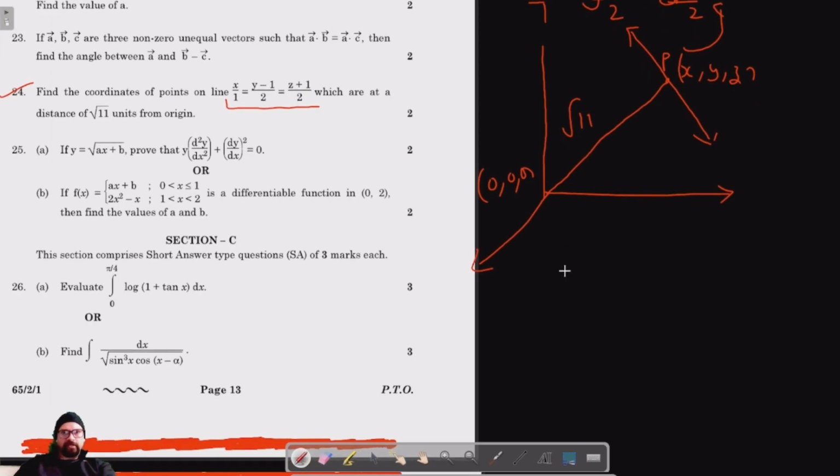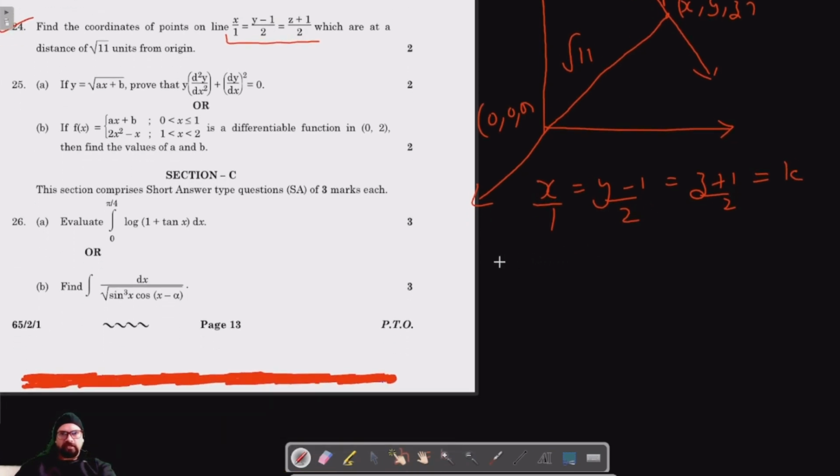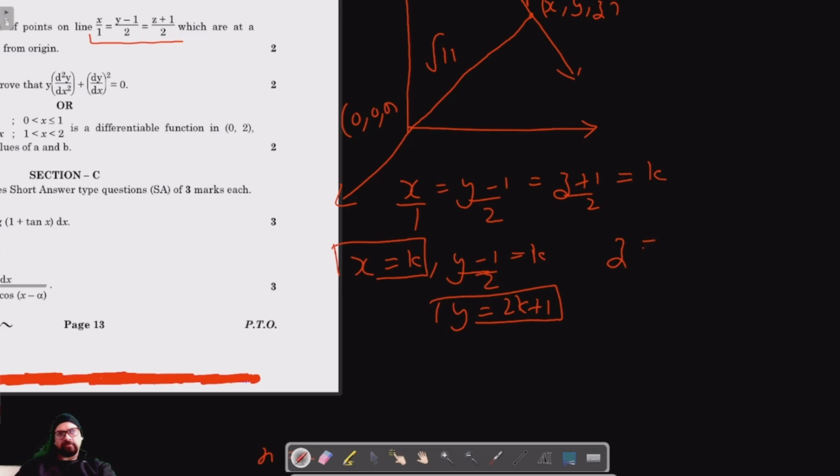Now the given equation of the line is x upon 1 is equal to y minus 1 upon 2 is equal to z plus 1 upon 2. Let's say this is equal to k. Now x is equal to k, and y minus 1 equating to 2k gives y is equal to 2k plus 1. So x is equal to k, and similarly z is equal to 2k minus 1.